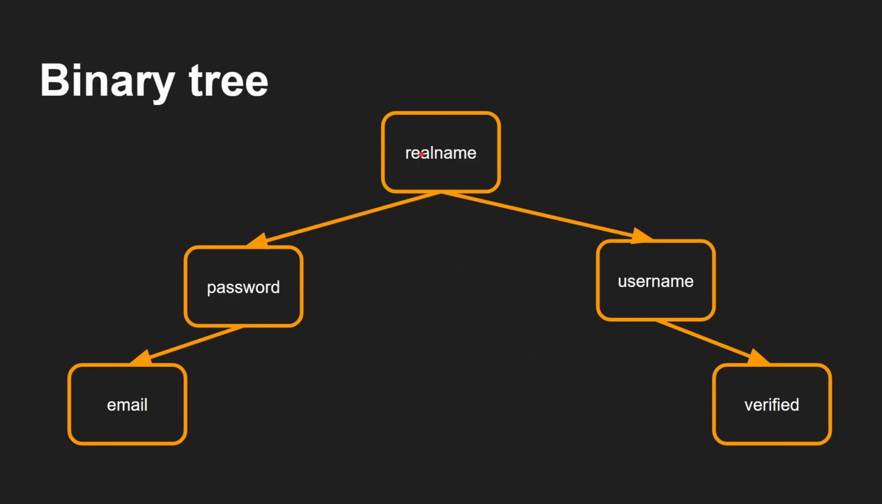If I was looking for verified, I would start at real name, V comes afterwards, so I'd go this way. Username, I'd go this way, I'd get to verify. So that's only one with 5 entries. You can have them with 1 million entries, splitting at each node.